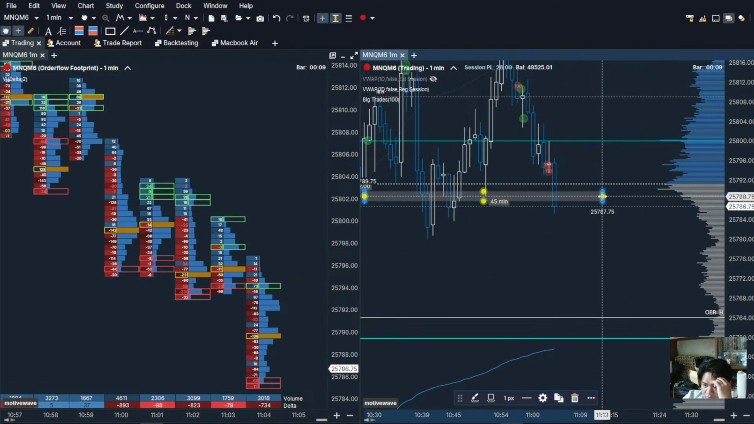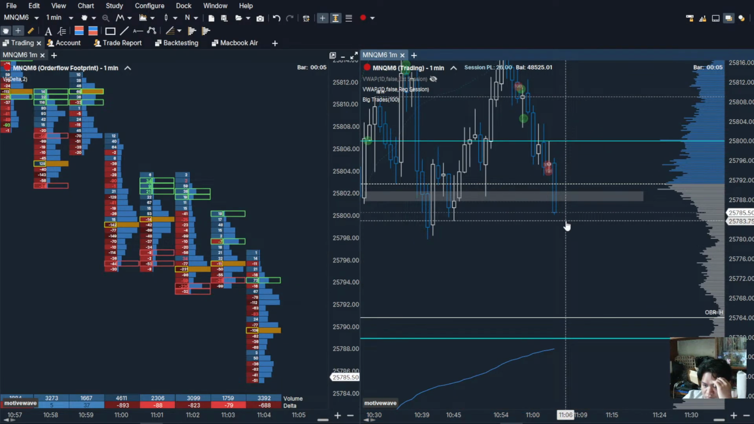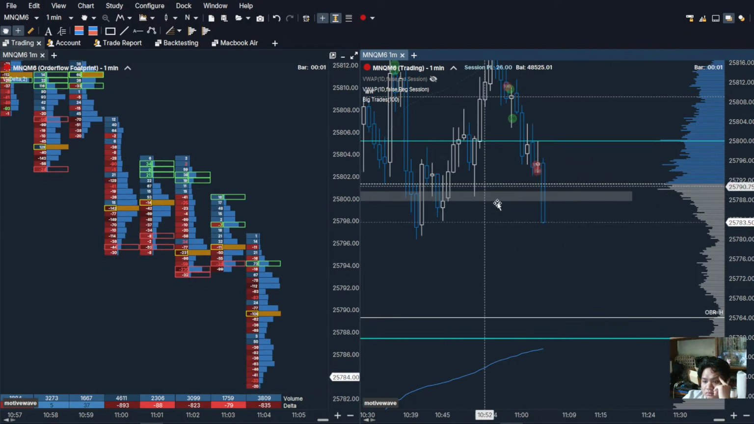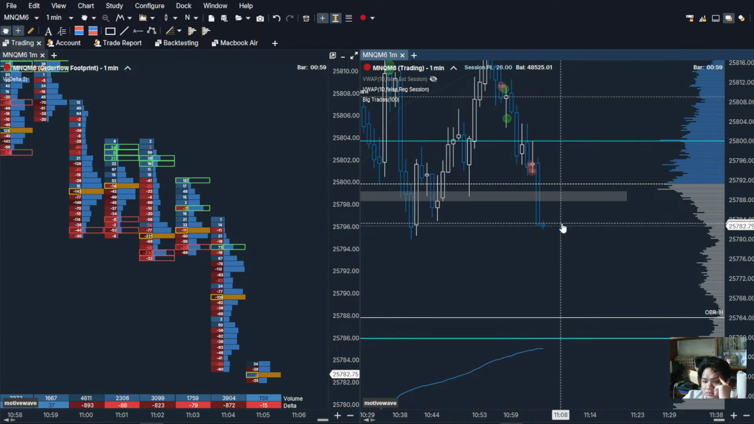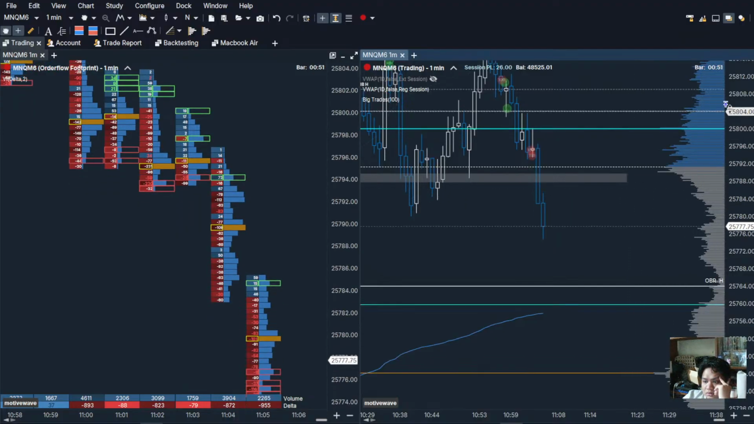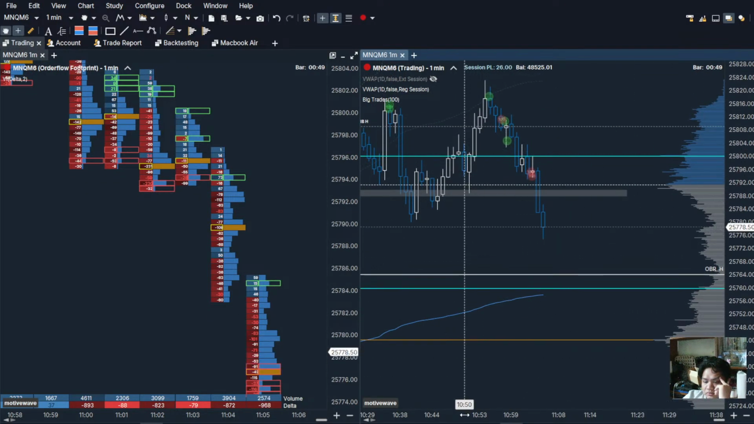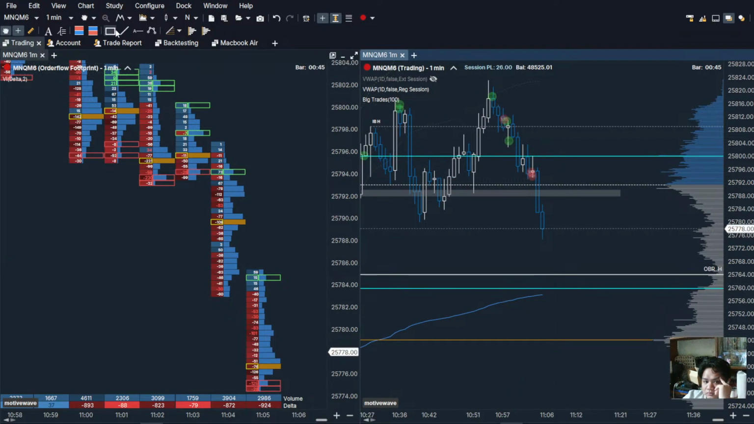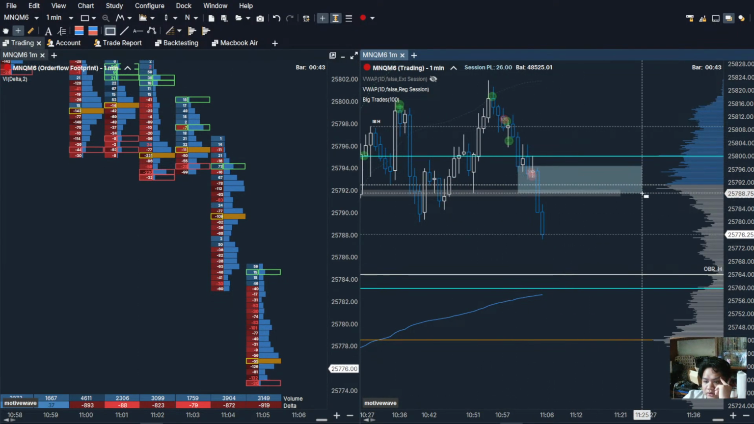There we go. Good move. Not inside the trade though. Kinda wanna see it pull back to here though.